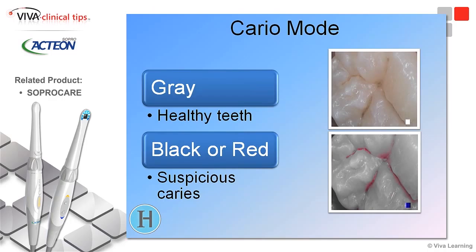On the Cario mode, the wavelength is 450 nanometers, and what it does is it detects structural changes in the dentinal tubules. So here you can see, between the daylight mode on top, that there's obviously some slight staining in the pits and fissures, but when you switch it to the Cario mode, the evidence becomes clearer, and the red indicates that there's a suspicious area or a cavity.